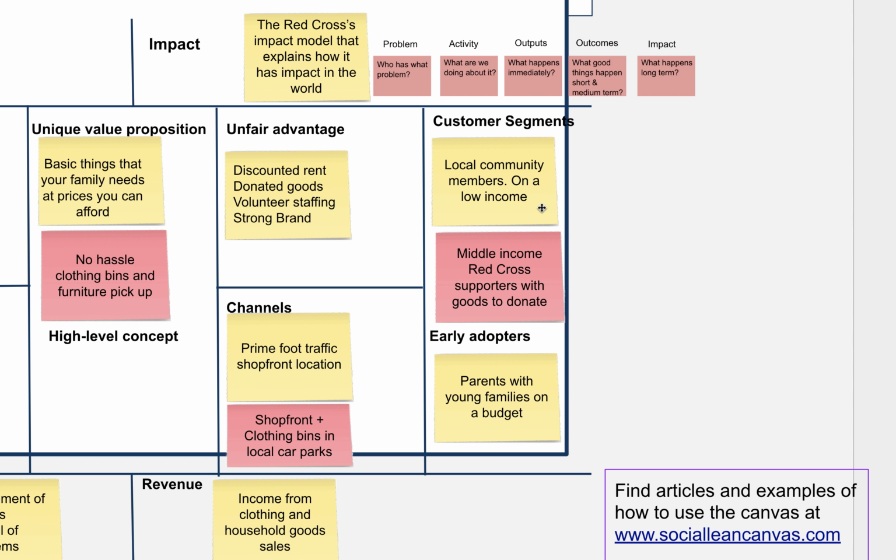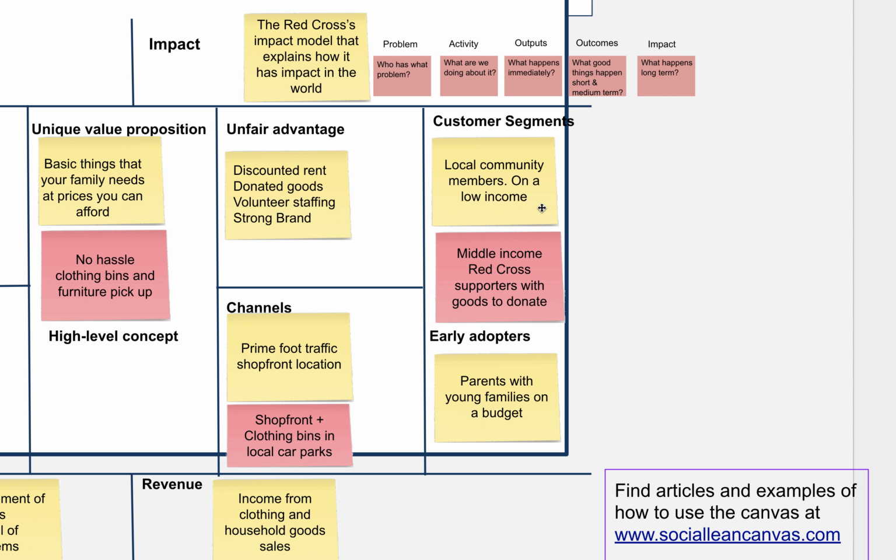And then the other customer type are the people that are going to be donating the clothing. And so I've articulated them as middle-income Red Cross supporters with goods to donate. So people that support the Red Cross and have useful things, clothes and household items that they want to donate. Because we need both of those customers to do the thing we need them to do in order for the business model to work. If people came into the shop but no one donated anything, it doesn't work. If people donated things but no one came into the shop, it doesn't work.